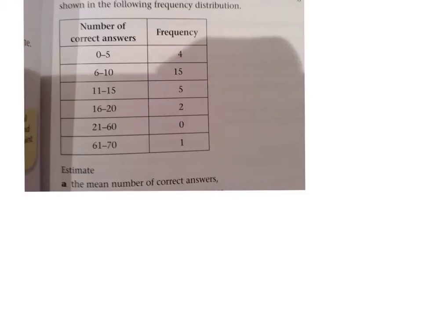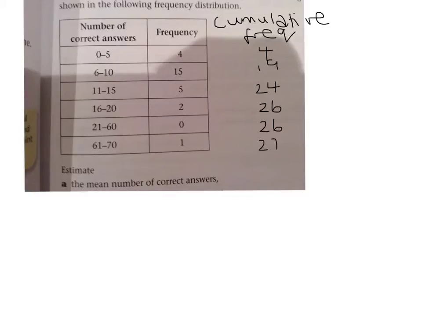Okay, so what we're going to do is find the median from this frequency table, and we're going to do it using interpolation, and I'll show you a couple of ways of doing that. So, first of all, the easiest way to do this is to think about the cumulative frequency. So the cumulative frequency of this group is 4, 19, plus 5 is 24, plus 2 is 26, 27.